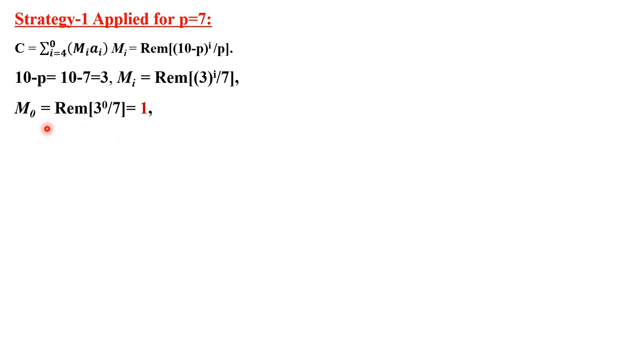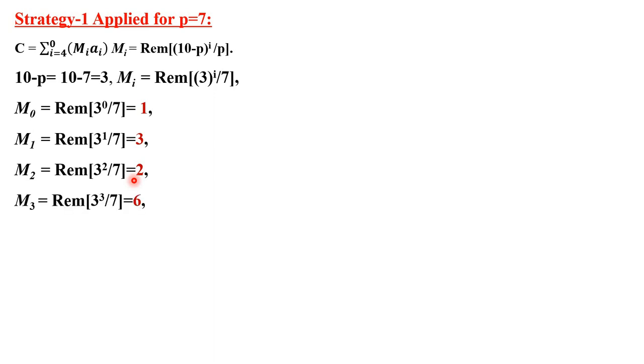What is the m0 value? 3 to the power 0 by 7, its remainder is 1, as you see. And what is m1? 3 to the power 1 by 7, so the remainder is 3. m2, 3 to the power 2 by 7, the remainder is 2, because 3 to the power 2 is 9, divided by 7, so 2 is the remainder. Similarly, m3, 3 to the power 3 by 7, its remainder is 6. m4, again the remainder is 4, we can check.